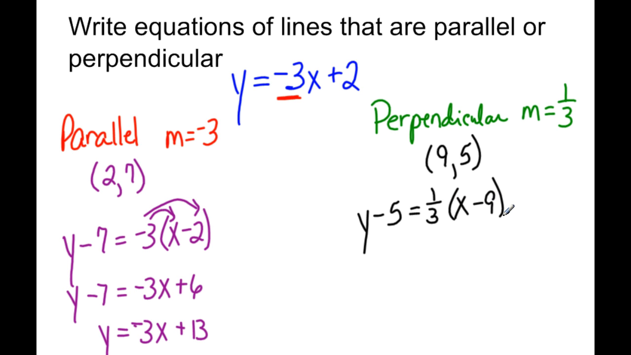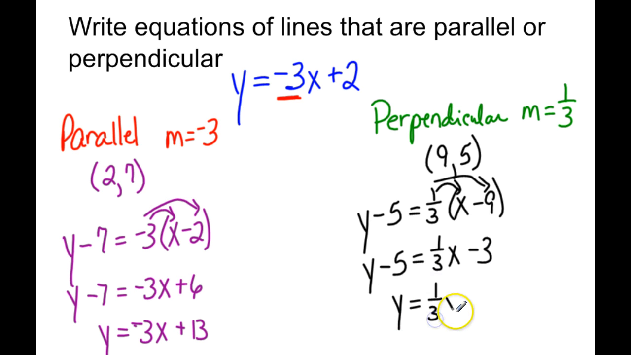Y minus the y value that we have is equal to 1/3 times x minus the x value that we have. If you need to have it in slope-intercept form, you're going to do the distributive property. You're going to get y minus 5 is equal to 1/3 x minus 3. Add 5 to both sides. Y is equal to 1/3 x plus 2. Okay, so a good review of a couple of concepts there.